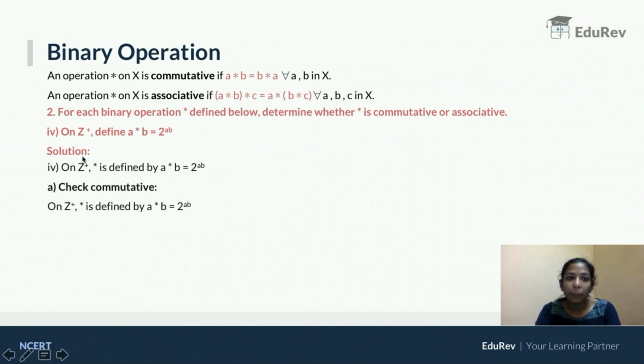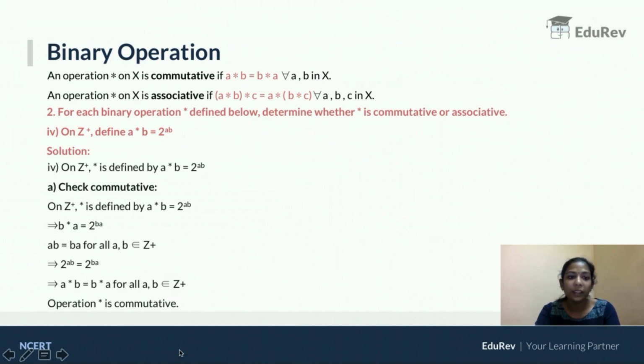I'll assume A, B belongs to Z plus and A star B is equal to 2 to the power AB. So, what will be B star A? B star A means replace A with B and B with A. So, B star A will be simply 2 to the power BA. What do we know? AB is equal to BA because multiplication is commutative for all integers. So, can I write 2 to the power AB is equal to 2 to the power BA? Yes. That means A star B can be written as B star A for all A, B belongs to positive integers. Then I can say operation star is commutative here.